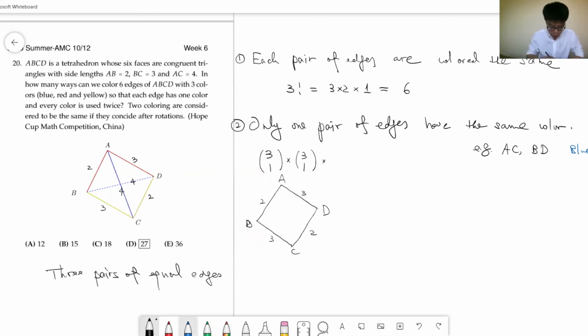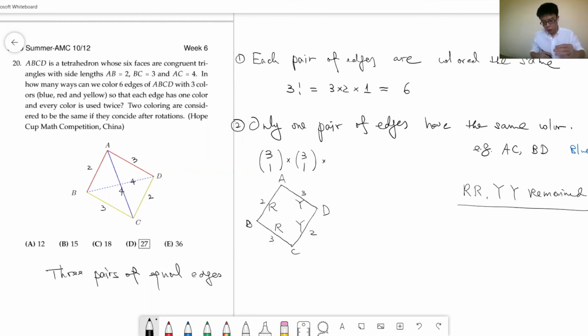What remained was 2 yellows and 2 reds. So we have 2 yellows and 2 reds. But we cannot have opposite edges with the same color. So we have the following way to color it. AB equals R, AD equals Y, and CD equals Y, BC equals R. Okay, and basically that's all.